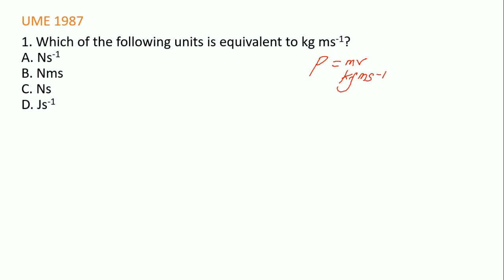And from impulse, which is Ft equal to change in momentum, they have the same units. The unit for force is Newton, while the unit for time is second. So we have Newton second, which is equivalent to kilogram meter per second. So that is our answer, option C.